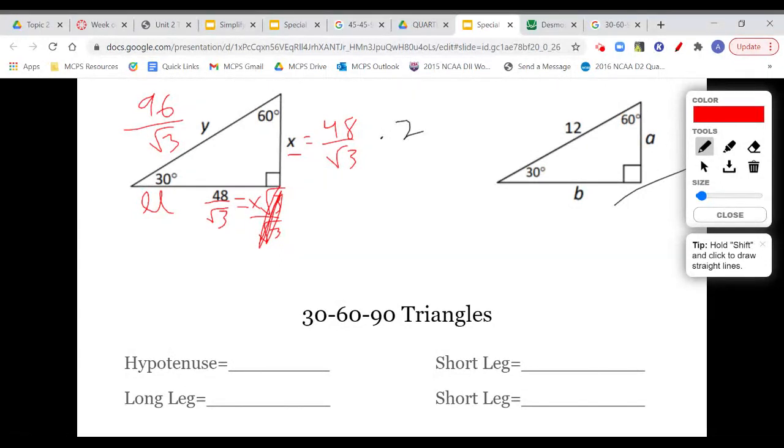Now, you guys are given the hypotenuse in this next example. Hypotenuse is 12. I would challenge you guys to think about this and try to solve this on your own. Pause it and try to solve on your own. If you need a hint, I recommend you start by solving for the short side, for the short leg.